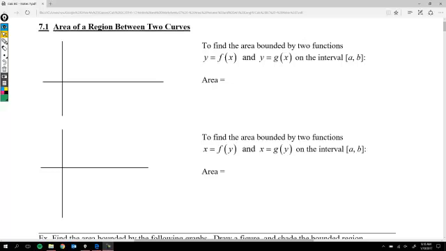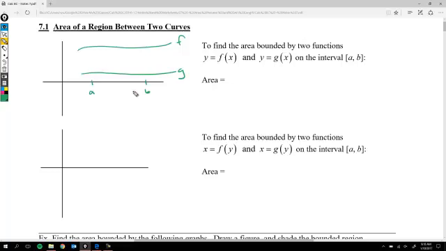Hi everyone, today we're talking about finding the area between two curves. If I'm given two functions, and it doesn't matter what they look like, we'll call this one f and we'll call this one g. I want to take the area between them from a to b, meaning I want this area right here in between them.